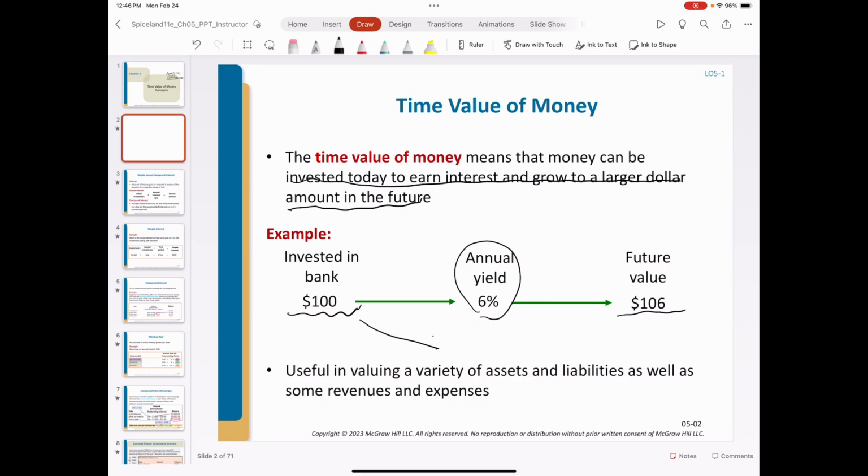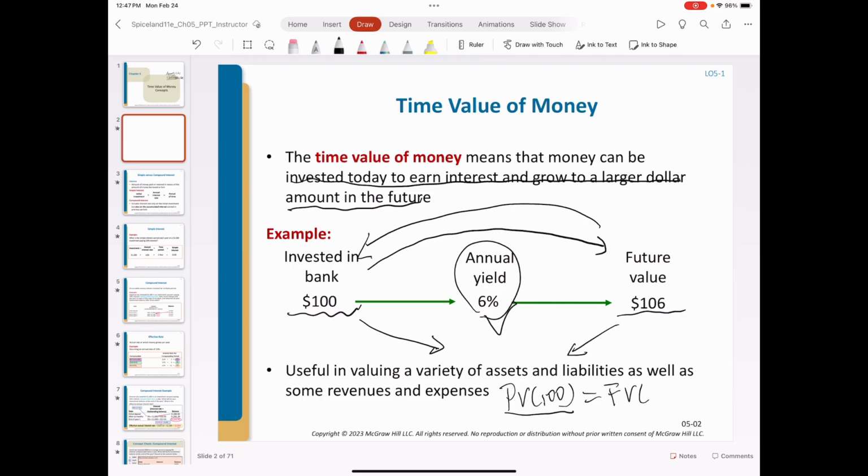So these two amounts, mathematically, are not equal. 106 is greater than 100, but they are equivalent in terms of the time value of money. In other words, if the future value is 106, under the assumption of an interest rate of 6%, its value at current is $100. Or the $100 now, its future value will be 106 under the assumption of a 6% annual yield or interest rate. So if we consider the time value of money, the $100 present value equals the future value 106.